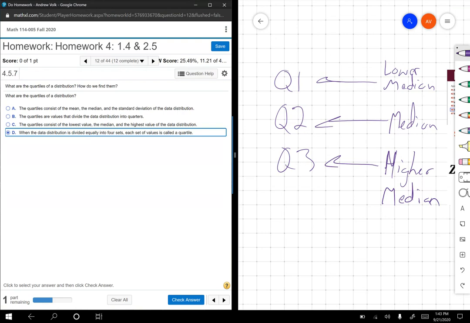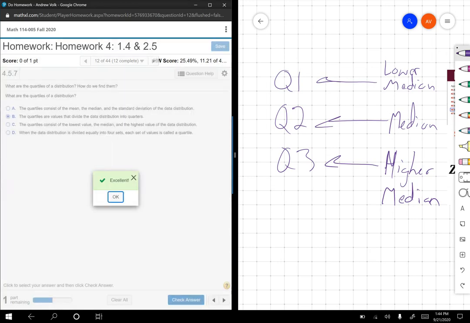So, what do you think? The quartiles, I'm going to say they're the values that divide the data as opposed to the set. So the first quartile is the bottom. Beautiful.